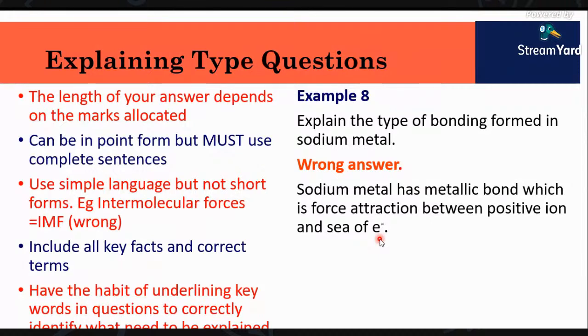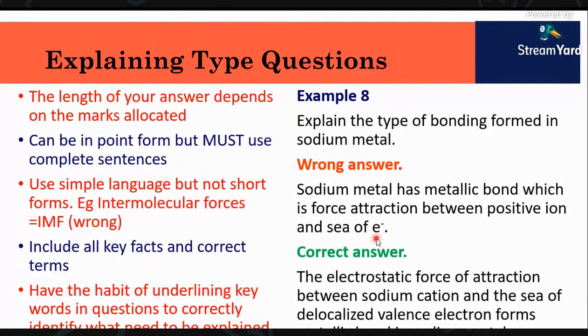Yes, everyone understands e with a negative power is electron, but that is not how you answer an exam. So the correct answer would look something like this, whereby the key facts and the correct terms are all included. The electrostatic force of attraction between sodium cation and the sea of delocalized valence electrons forms metallic bond in sodium metal. You have to write it in full, include all the correct terms, no short forms, and all the key facts in answering explaining type questions.